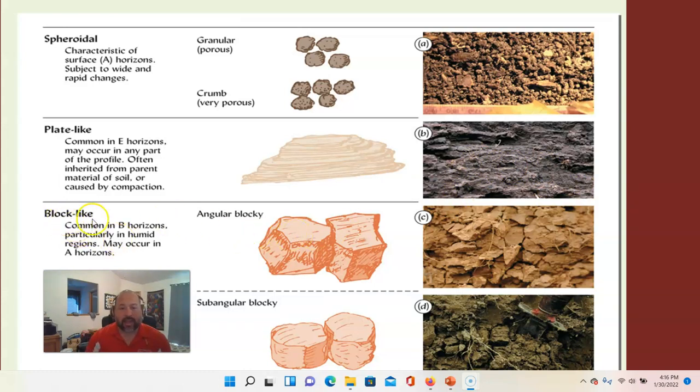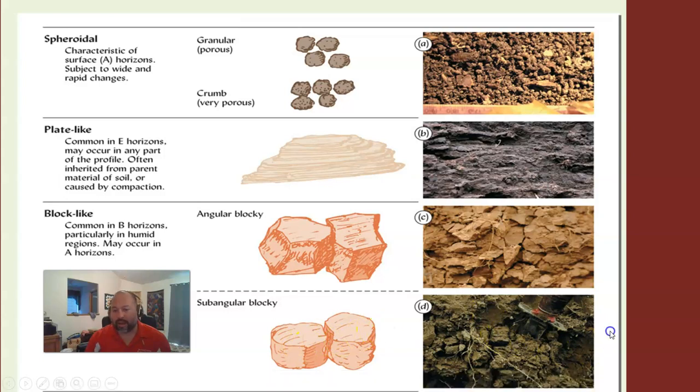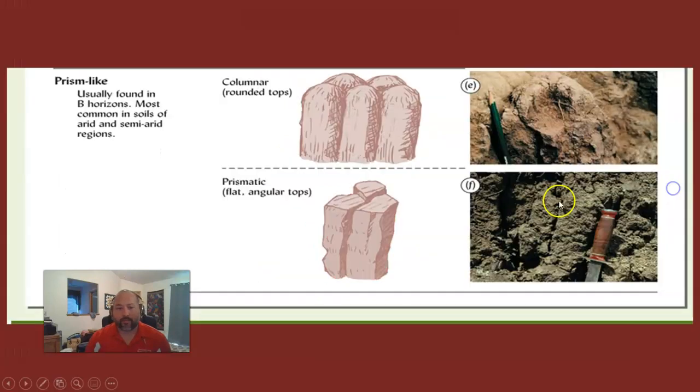You've got your block-like structure, which is going to be common in B horizons. The spheroidal stuff's common in A horizons. We'll get to horizons, which are just the different layers of the soil. But deeper in the soil is where you're going to see block-like structures being more popular. And then we've got subangular blocky, which is just more rounded. It's a more rounded blocky look than the angular blocky. And then we've got prism-like as well. So we've got columnar and prismatic, where we've got the flat tops or the rounded tops. So here's a look at that, the rounded tops versus the more flat top look of soil.